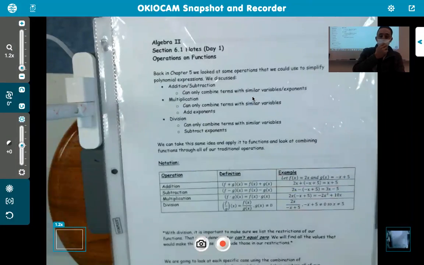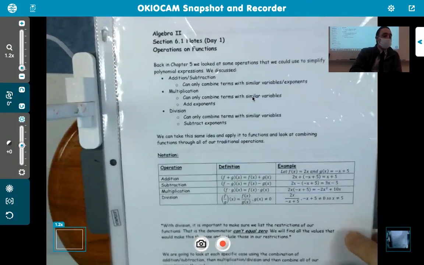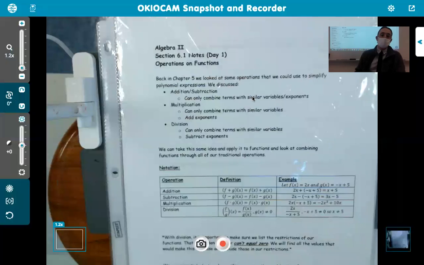What we're going to be doing in section 6.1, and what we're spending the next couple of days on, is operations on functions. It's something that we've seen, or seen similar to, in chapter 5, where we're taking some polynomials, depending on the degree and number of terms, and adding, subtracting, multiplying and dividing each of those together.